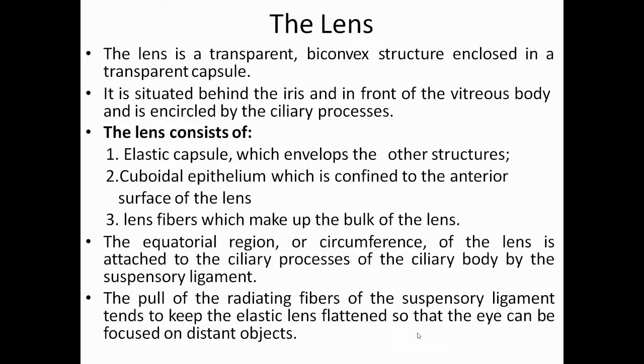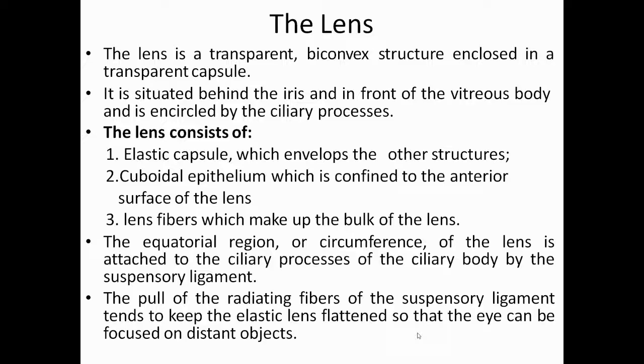Now we will see the lens. It is a transparent biconvex structure enclosed in a transparent capsule. It is situated behind the iris and in front of the vitreous body, and it is encircled by the ciliary processes. Now we see the structures that make up the lens: the elastic capsule, which envelops the other structures; the cuboidal epithelium, which is confined to the anterior surface of the lens; and the lens fibers, which make up the bulk of the lens.